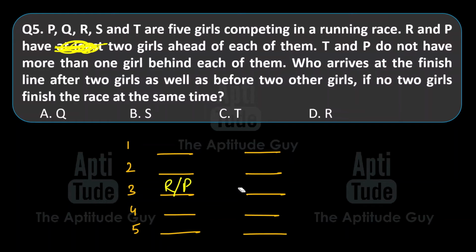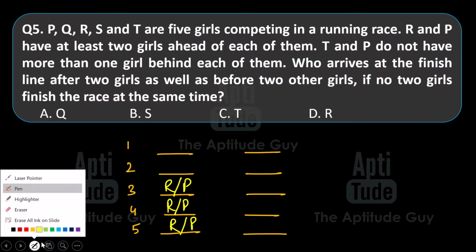Okay. Now read the at least part. At least 2 means minimum 2. That means 2 or more. So if there are 2 girls ahead of them, R and P are here. Now at least 2 means 2 or more. Now if more girls are ahead of them, that is 3 girls. If 3 girls are ahead of them, then R or P will be in the fourth position. And if 4 girls are ahead of them, then R or P will be in the fifth position. Okay, so this is the possibility from the first line.